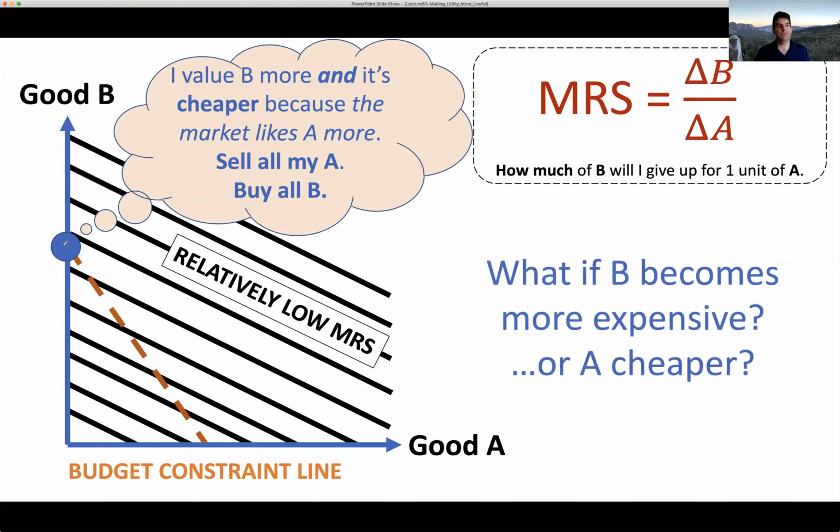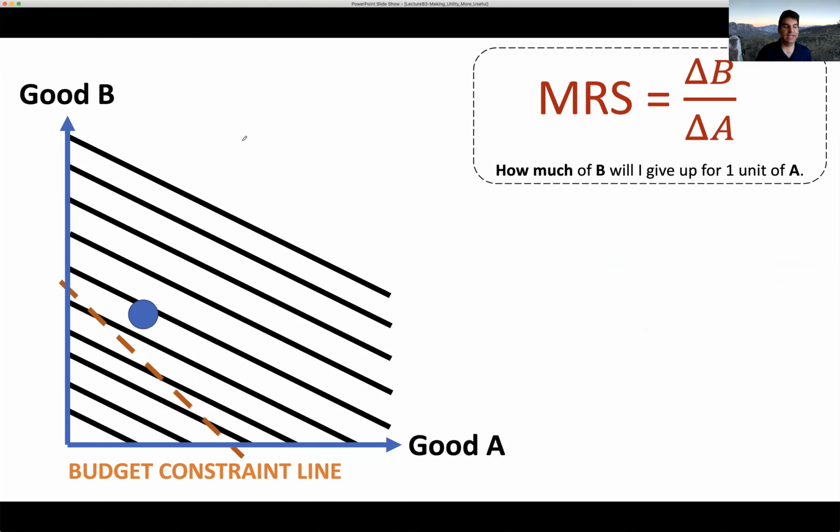So you basically think to yourself, I value B more and it's cheaper because the market likes A more. So I'm going to sell all my A and buy all my B. And so that's what you end up doing there.